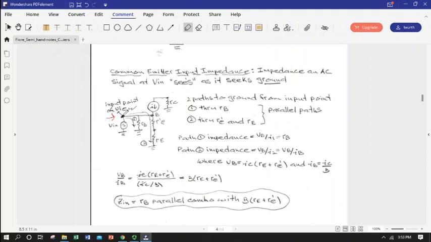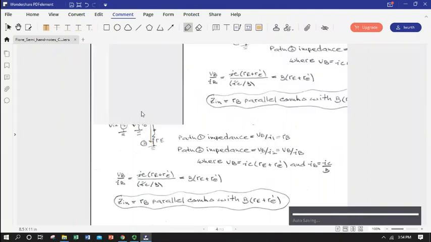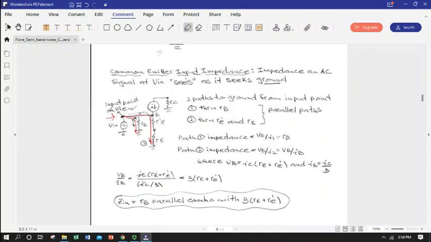So if we're starting at our input, we can get to ground in one of two ways. One, we can just flow straight through our base resistor, and so that's path number one. Or we can go into the base, into the transistor, and flow to ground over R little e and R big E. So one of those legs is easy. So these are two parallel paths. So path one is easy to define.